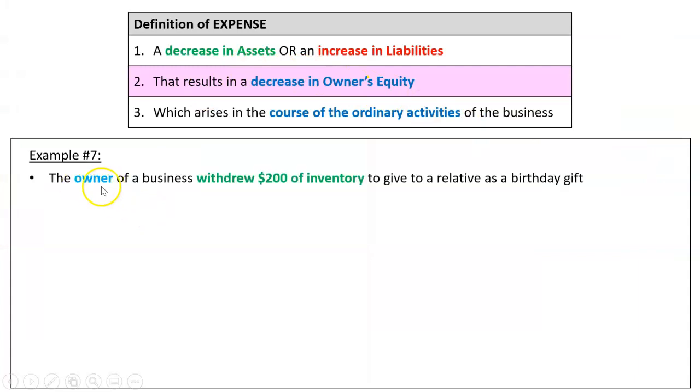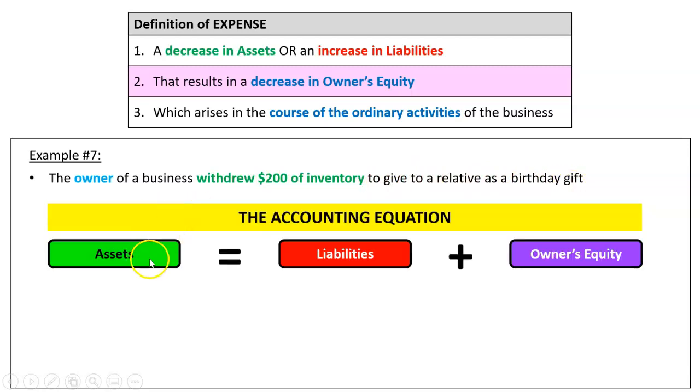So our final example, the owner of a business withdrew $200 of inventory to give to a relative as a birthday gift. Is that an expense? Well, let's look at our accounting equation. Now, the taken out inventory doesn't have to be cash for drawings, but whatever it is, the owner's taken an asset. So in this case, an asset is going to go down called inventory. So does another asset go up? Does another liability go down?